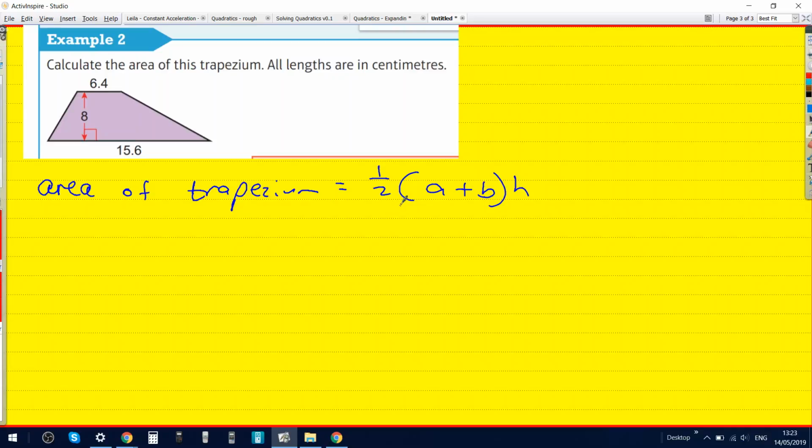Mm-hmm. But this particular shape doesn't have equal sides. Parallel? Parallel. Okay, so it would be half times 15.6 plus 6.4 times 8. That's it. And that's what you work out.